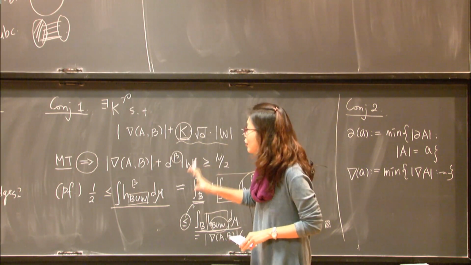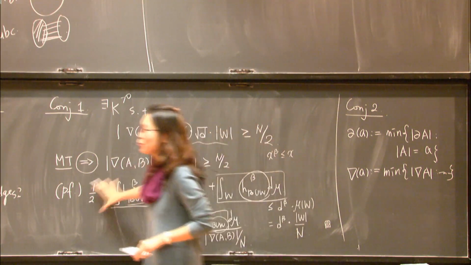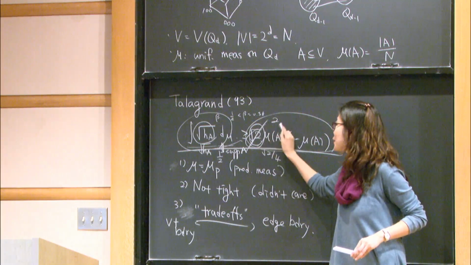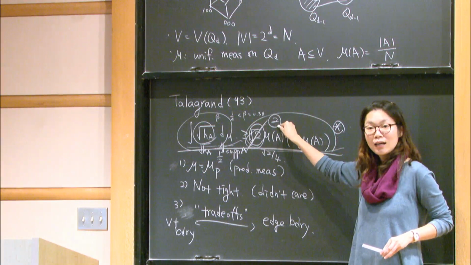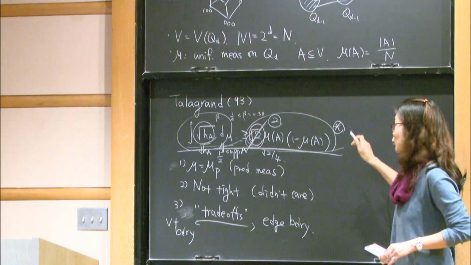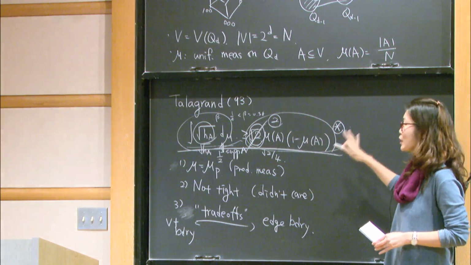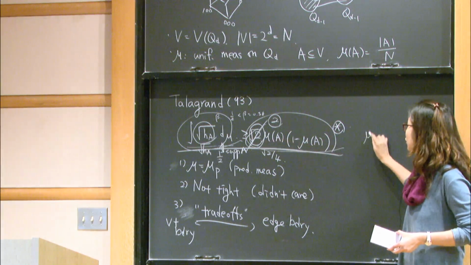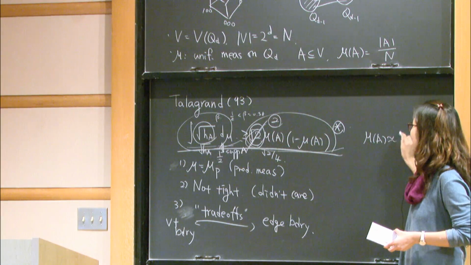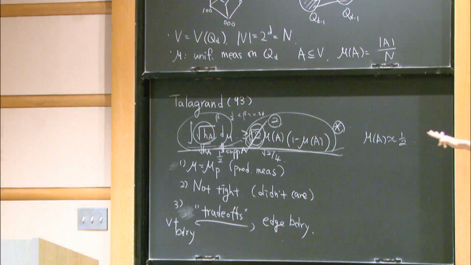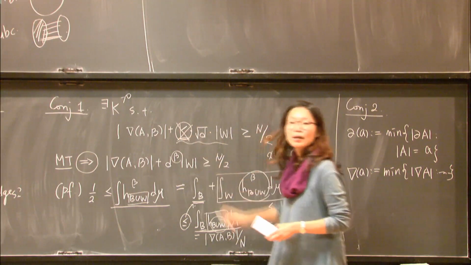Okay, so one way to prove this conjecture is to prove this with this replacement. I see. Okay. So in this case, as I said, this inequality itself is not true, but we still suspect that this inequality is true when mu of A is close to half. But we don't know how to do this. But if we have that, then this implies this without K.